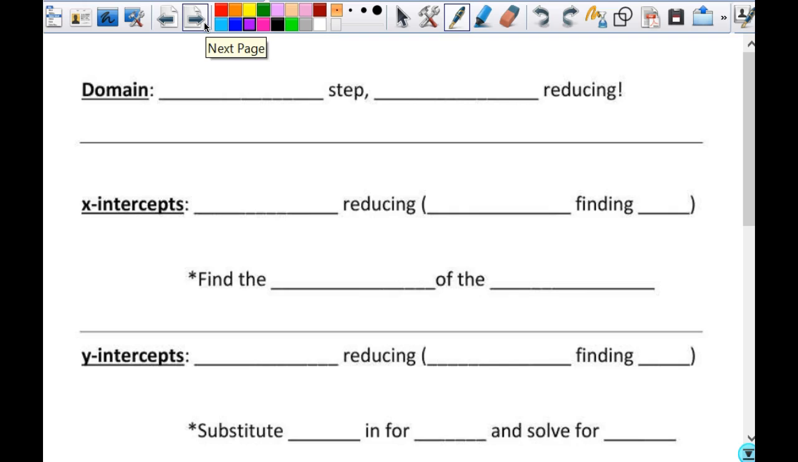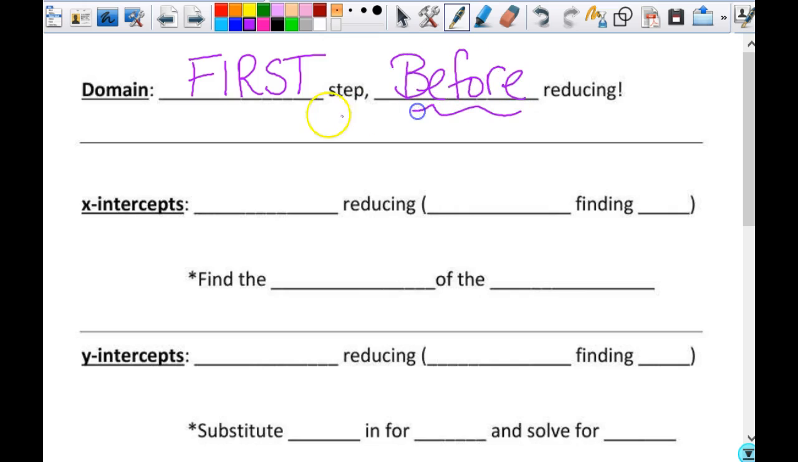All right, so now let's talk about domain. We're going to talk about these 3 things, and we'll go do them. The domain is the first step, before reducing. Some of the other things we do after we reduce if there's a point discontinuity, but domain is the first thing you do with the whole thing that you have in front of you.